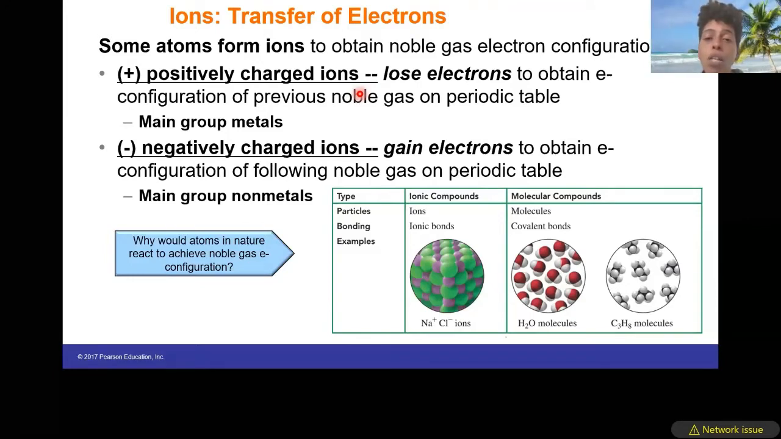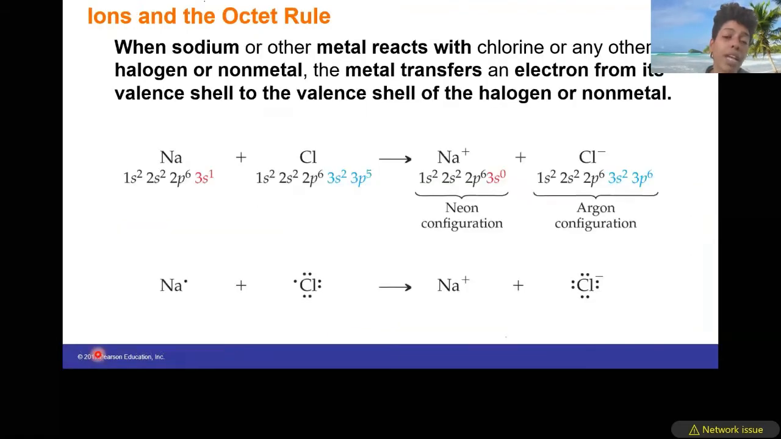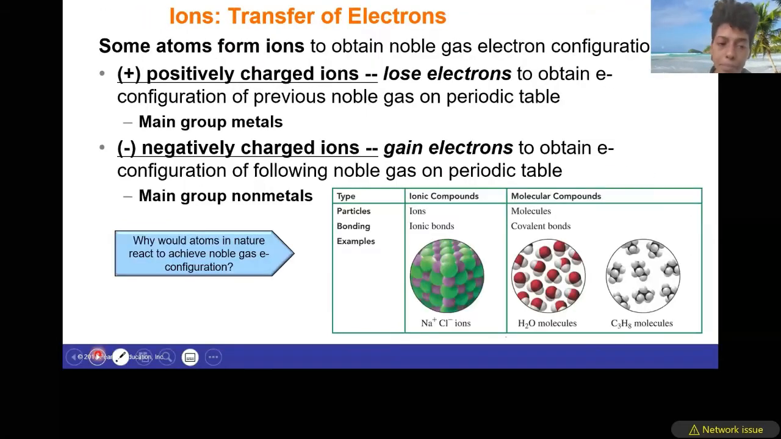So all of these atoms that are undergoing these changes want to have 8 electrons in their valence shell. And valence shell electrons are only found in the S and P orbitals.